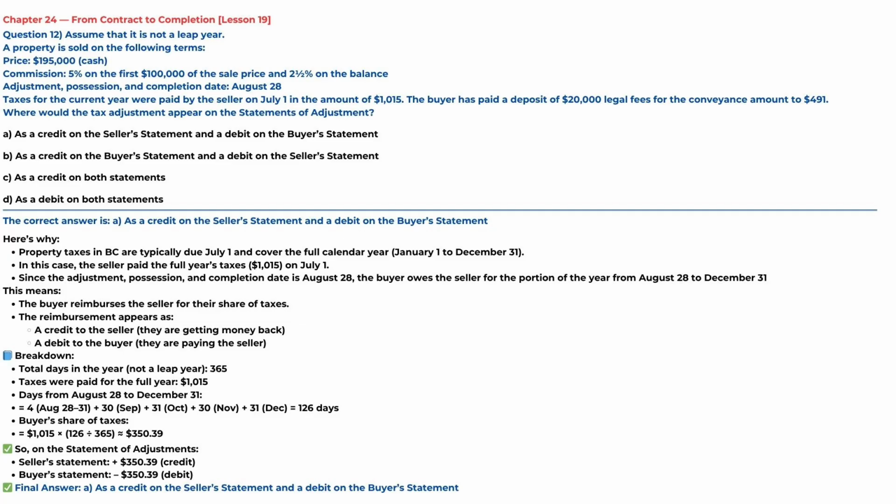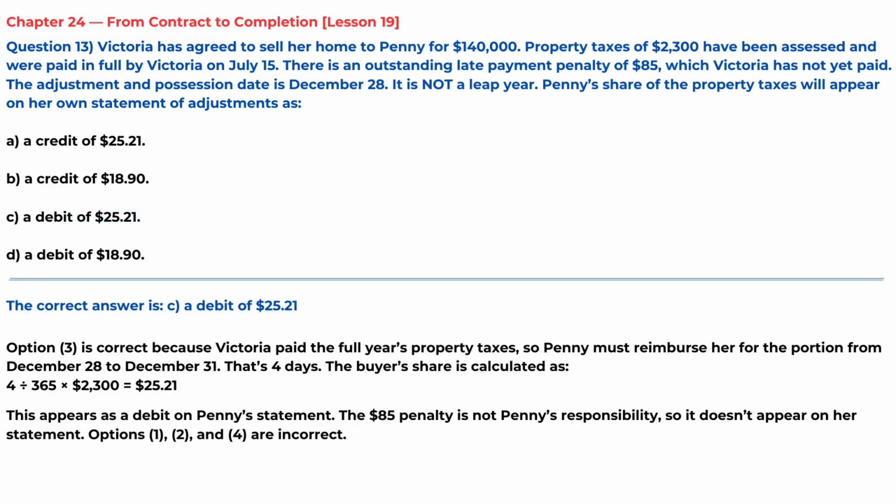Buyer's share of taxes equals $1,015 times 126 days divided by 365 days, $350.39. So on the statement of adjustments, seller statement plus $350.39, credit. Buyer's statement minus $350.39. Final answer, A. As a credit on the seller's statement and a debit on the buyer's statement. Question 13. Victoria has agreed to sell her home to Penny for $140,000.